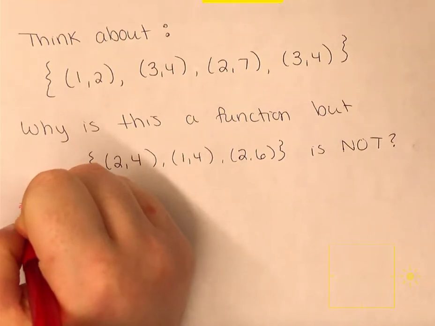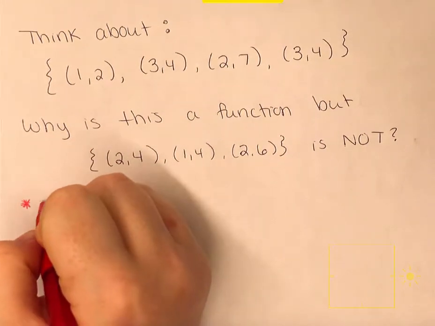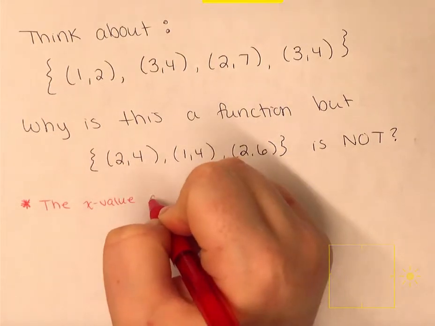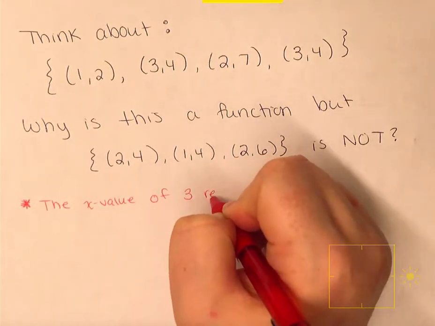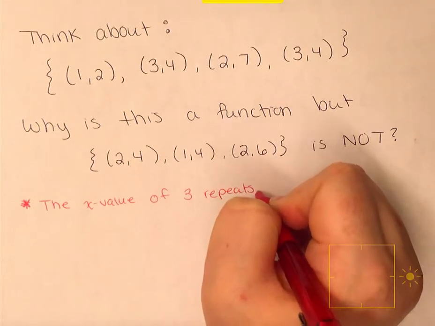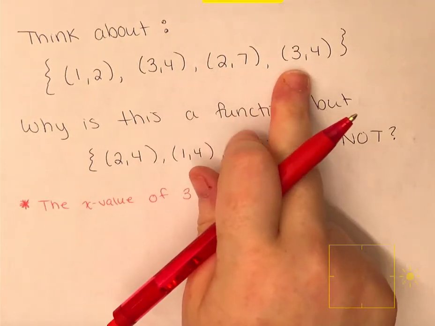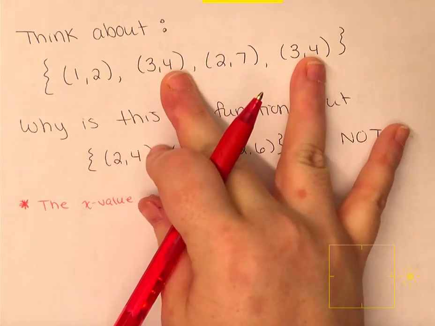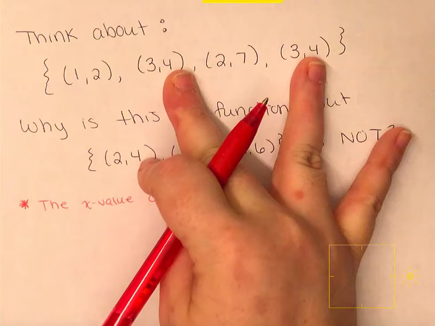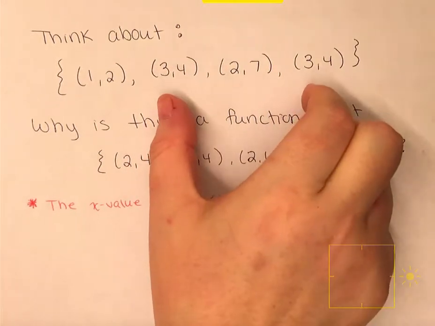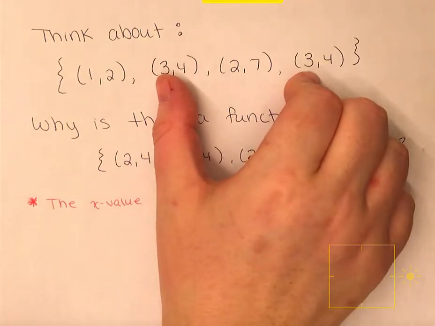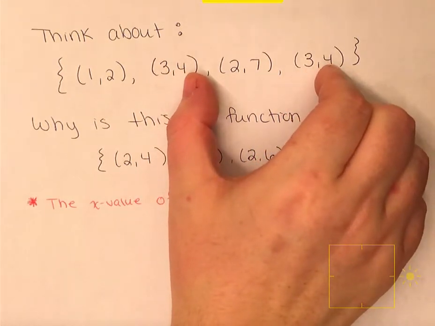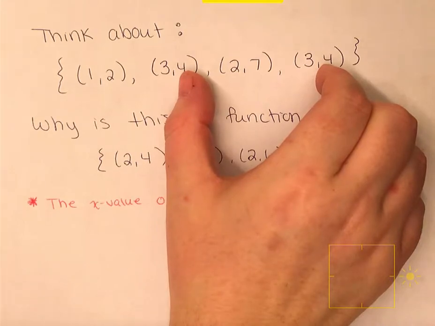So let's think about this in words. The x value of 3 repeats, but if we look at the y values with it, those y values also repeat. That is what we have to look at. If the x's repeat, that does not automatically say no. We have to look at those y values specifically. If those repeat, it is a function.